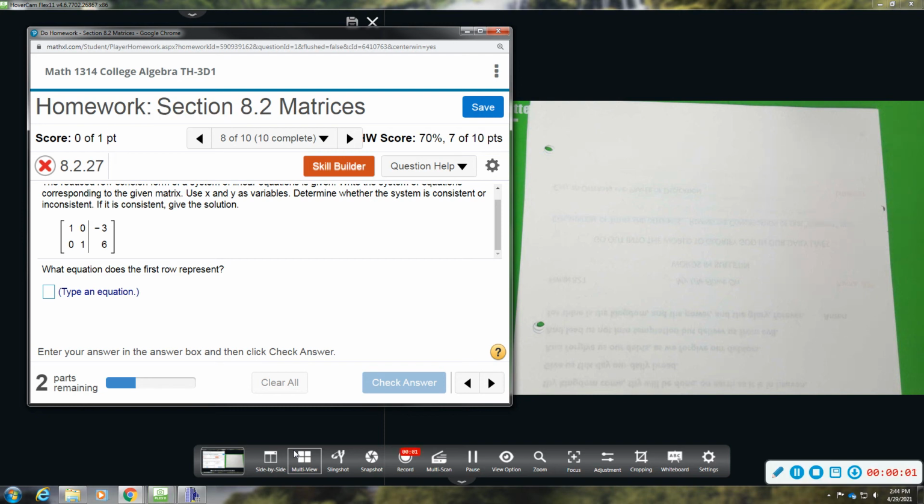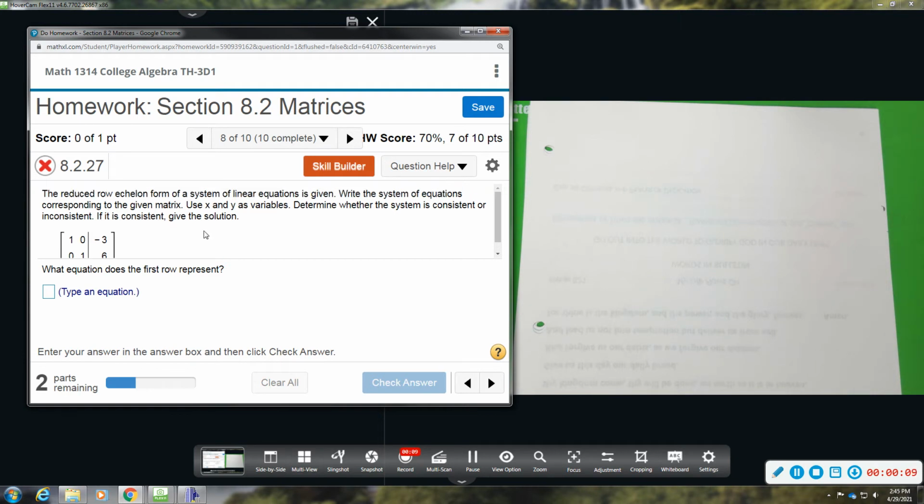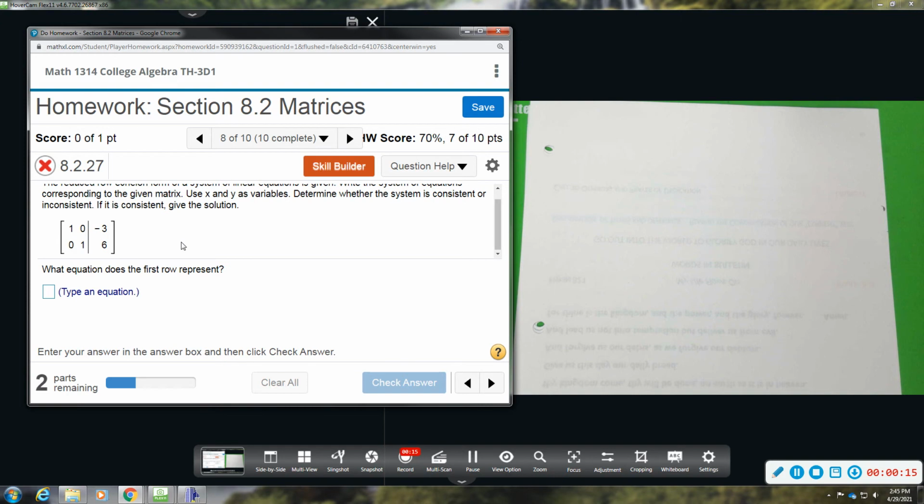All right, number 8, we want you to understand how to read a matrix. So we are given a matrix that is already in reduced row echelon form. So that means it is completely solved. Okay, and we want to use the variables x and y, and we're going to determine if the system is consistent or inconsistent, and if it is consistent, give a solution.